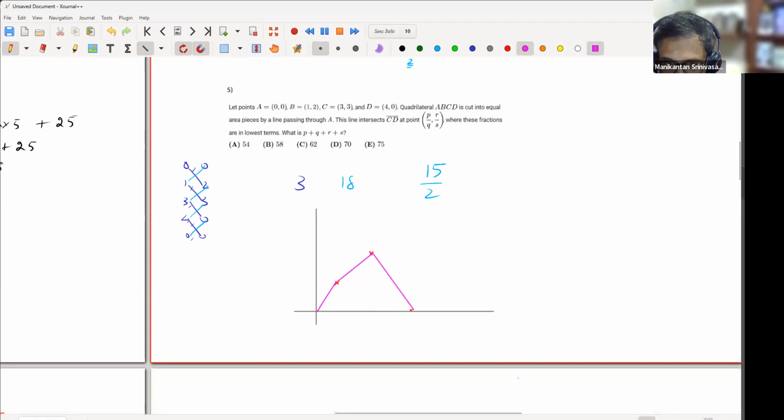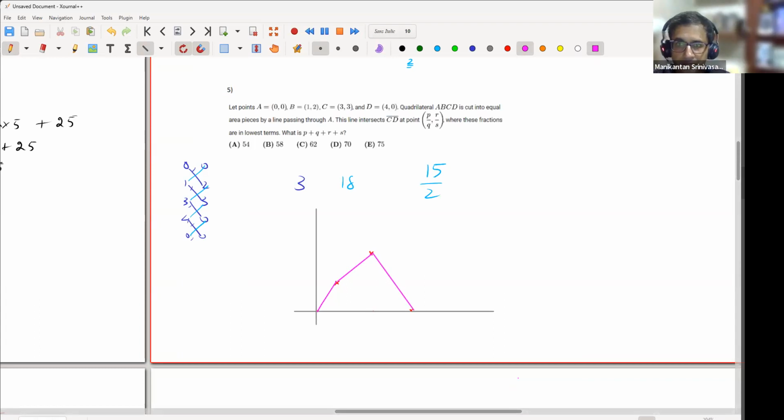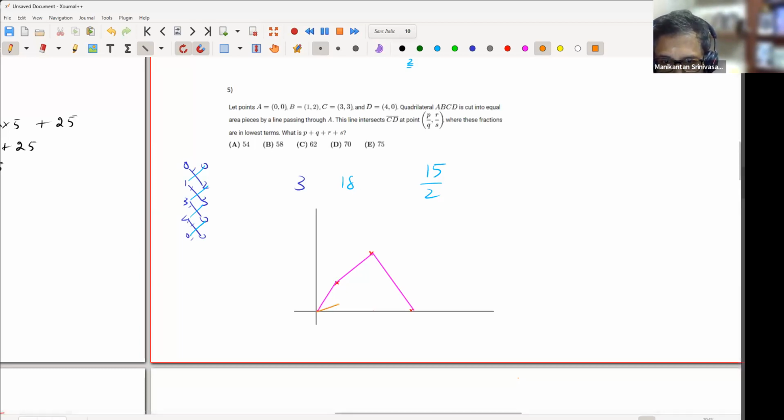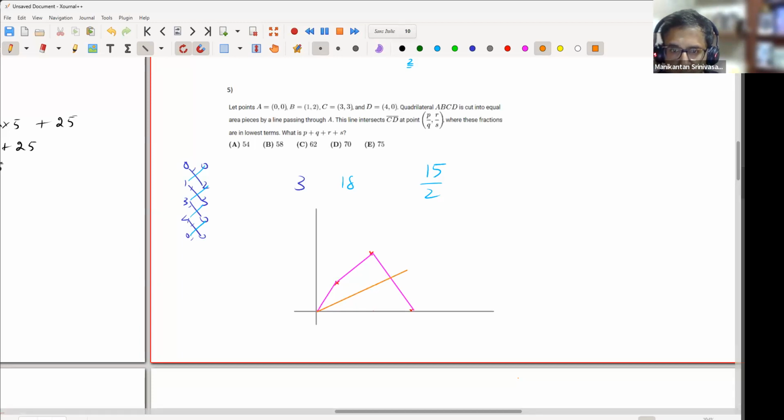And then we have this, right? Now he's drawing a line which is cutting the last side, CD, at some point, and that divides it into two equal areas. So maybe a line something like this, such that the top area and the bottom area are the same. Now we just have to find the coordinates of the intersection point.